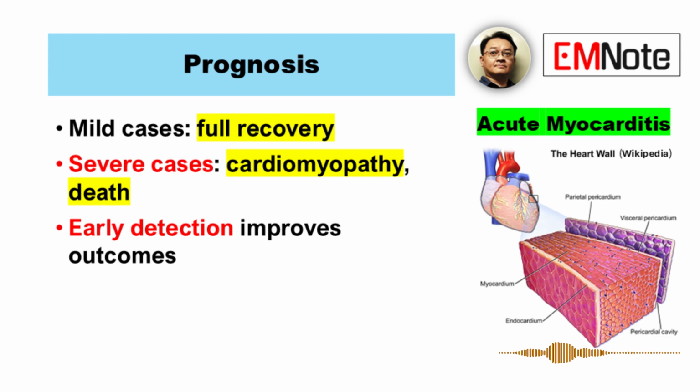What's the prognosis for these patients? It varies. Many patients recover completely, especially those with mild disease. However, fulminant cases can lead to severe complications, including dilated cardiomyopathy and death. Early recognition and appropriate supportive management are critical to improving outcomes.